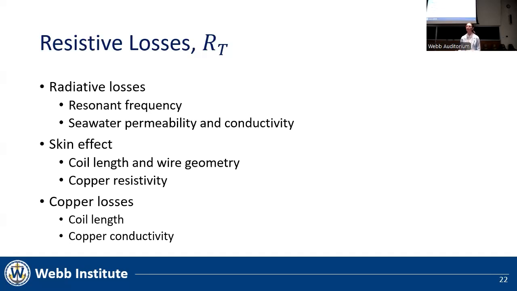Generally, the best way to minimize resistive losses would be to use the least amount of wire, a low resonant frequency, and have minimal turns for a small diameter. However, when it comes to seawater conductivity and permeability, these losses are just not entirely avoidable.